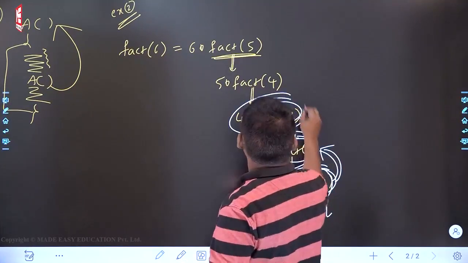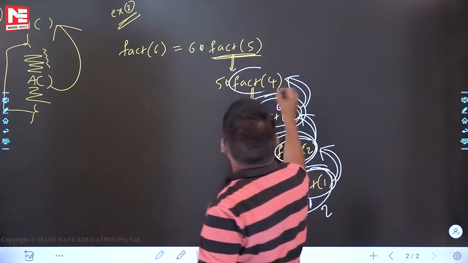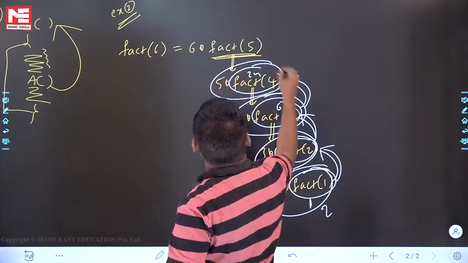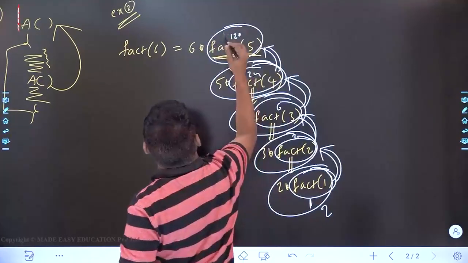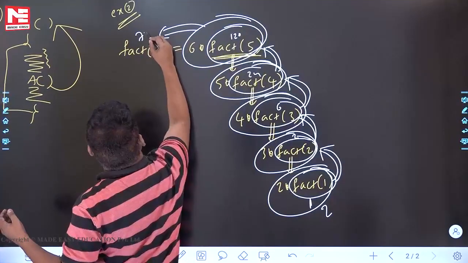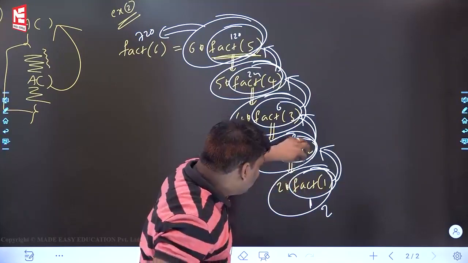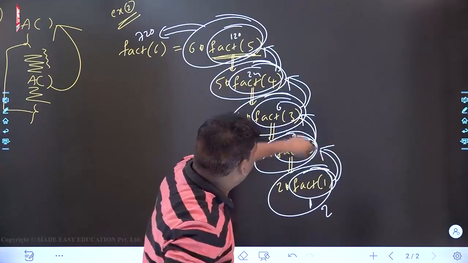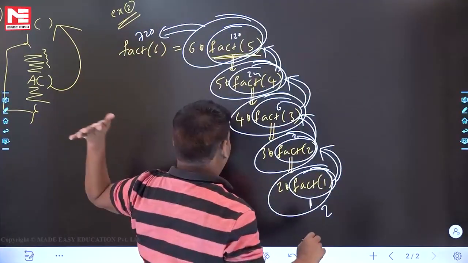Next one. What is 4 into 6? 24. 24 will go. Next one. What is 5 into 24? What is the answer? 120. Next one. What is 6 into 120? What is the answer? 720. So like that, at any point if you know, using that you can continue back. Whatever way you came, in the reverse order you will go back.